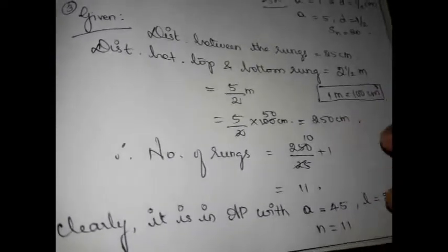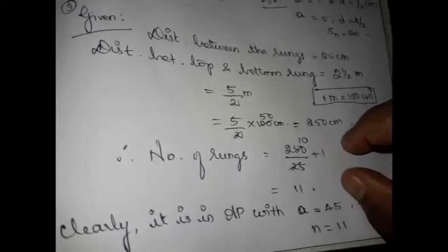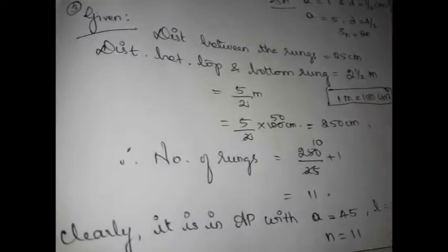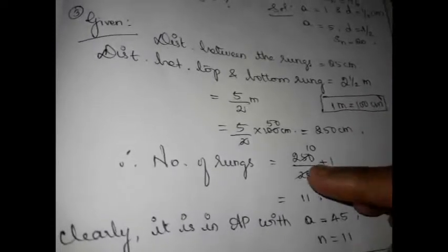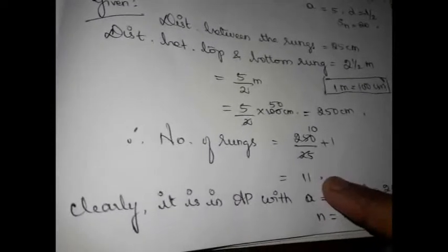From the total distance, if you divide by the distance between two rungs, we will come to know how many rungs are there. So plus 1 we need to add. So we got the number of rungs as 11. Clearly it is in AP because it is given that it is uniformly decreasing. With a as 45, don't make a mistake with this, because it starts with 45 centimeter and ends with 25 centimeter. So your first term is 45, last term is 25 and n is 11. With this we are going to find our Sn, right?